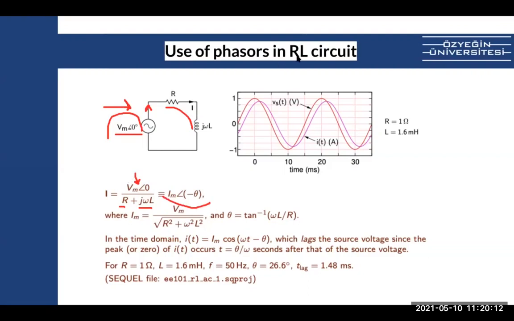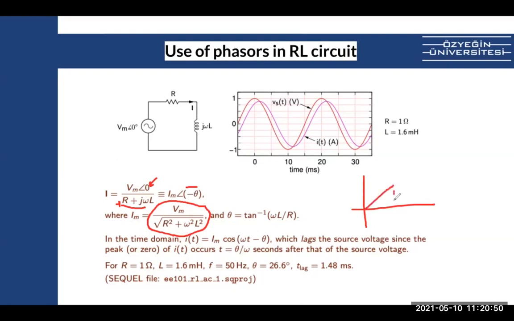So Vm divided by the magnitude of the denominator is this one. And the phase of this current is, because the phase here is 0, and the phase of this denominator is tangent inverse of omega L divided by R. So 0 minus that will give you minus tangent inverse. So how can we find the phase of this? You can simply write, this is omega L because it's the imaginary part, and this is R. So it's a triangle, and we are trying to find this phase. And the phase is tangent inverse of omega L over R, right?